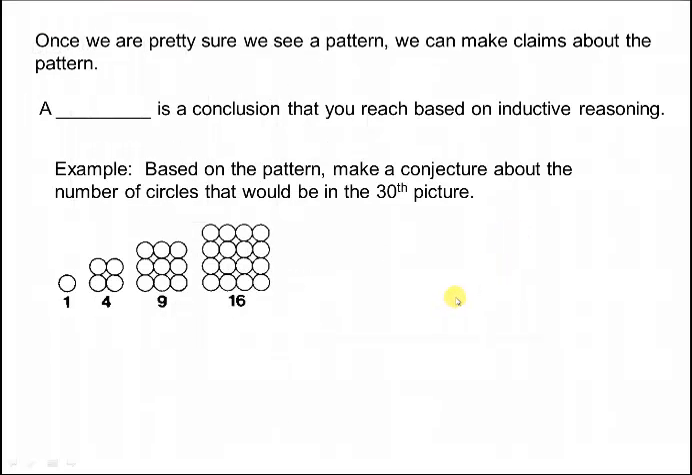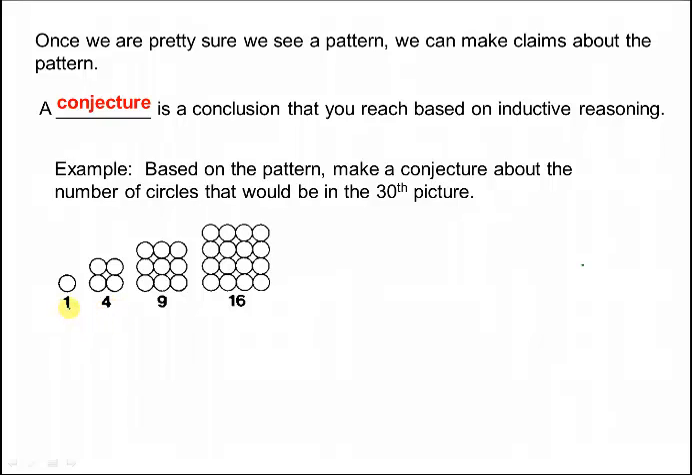So once we're pretty sure that we see a pattern, we make claims about that pattern. And that claim that we make is called the conjecture. It's the conclusion that we're reaching based on the pattern and based on our inductive reasoning. Okay, so let's make a conjecture about this next pattern. Let's see if we can see what's going on here. We want to know what number of circles would be in the 30th picture. Now, I don't know about you, but I do not want to draw 30 of these pictures to figure that out. So we're going to try to make a conjecture based on the pattern that we see.